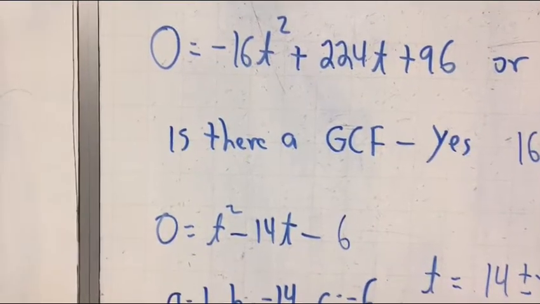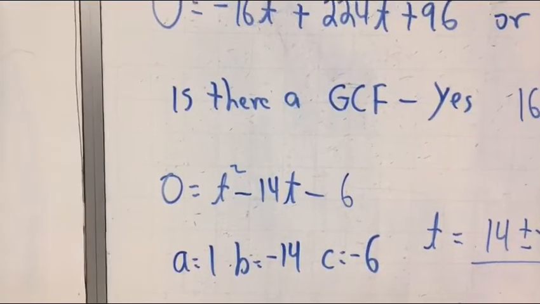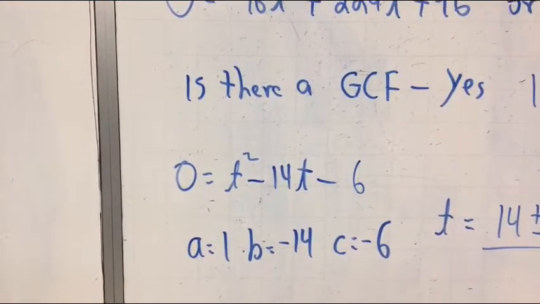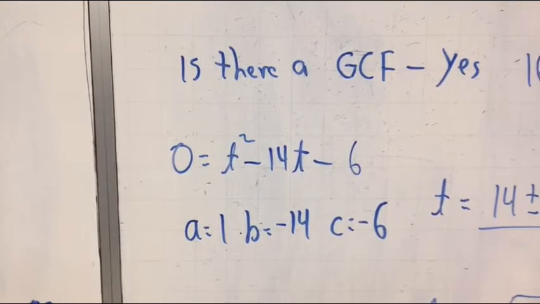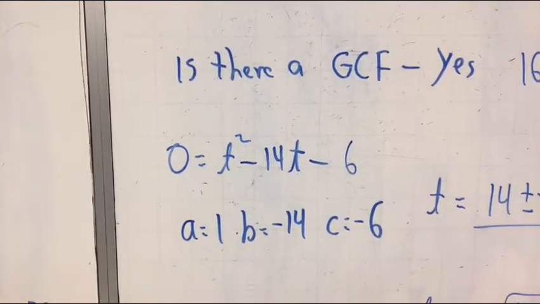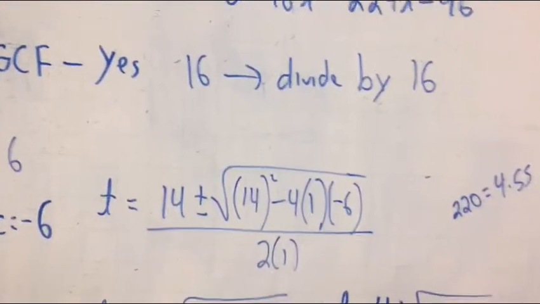I've got t squared minus 14t minus 6 is now equal to 0. Now, I cannot factor that. There are no factors of negative 6 and 1 that are going to give you negative 14. Ain't going to happen. So, a is equal to 1, b is equal to negative 14, and c is equal to negative 6. Now, put those numbers into the quadratic.